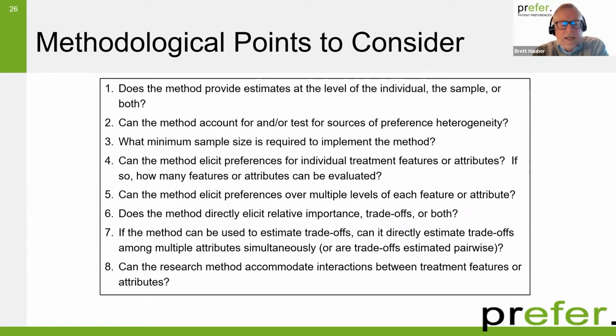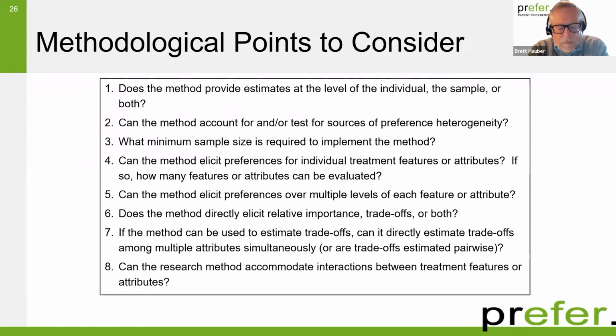So we evaluated each of the 5 methods against 8 points to consider. First, some methods are designed primarily to provide sample level estimates, while others start with an individual level estimate and aggregate up to get sample level estimates. Second, some methods allow us to control for or test for preference heterogeneity and/or identify its sources. The third point relates to the minimum required sample size.